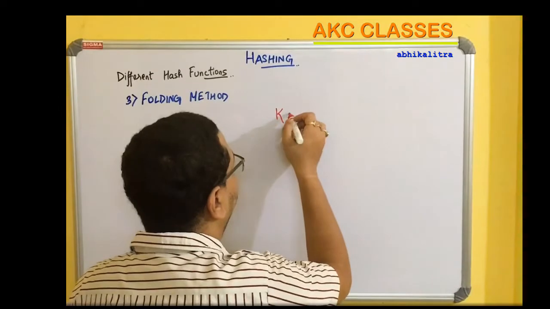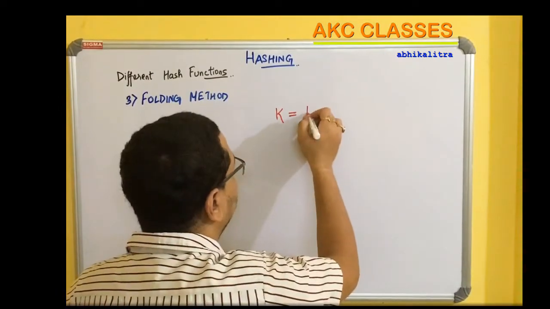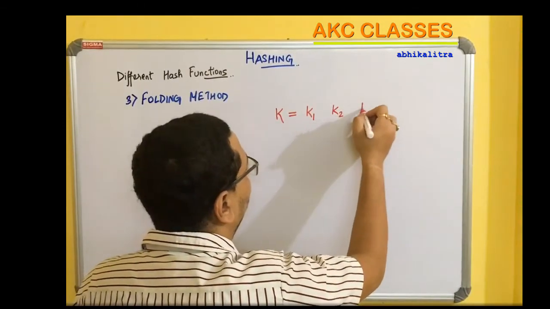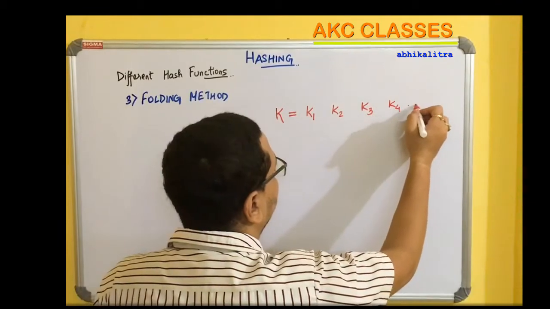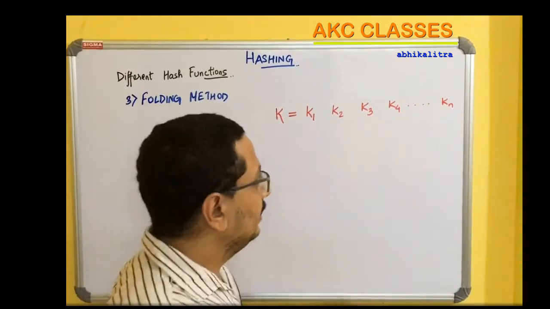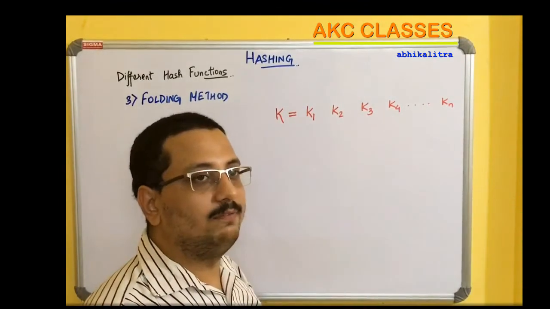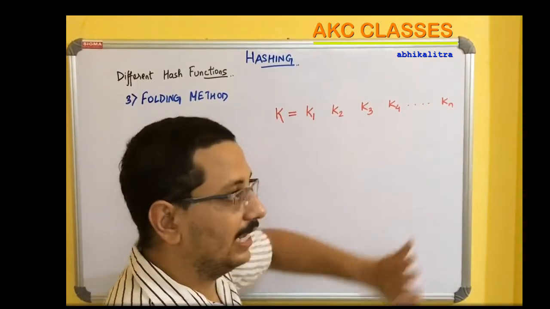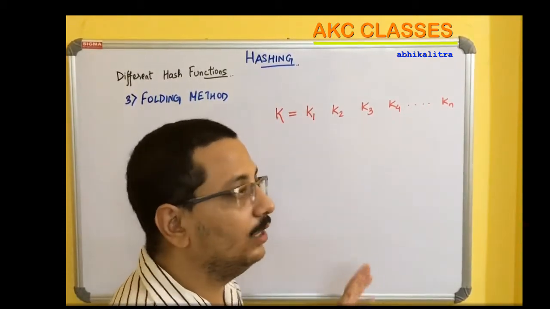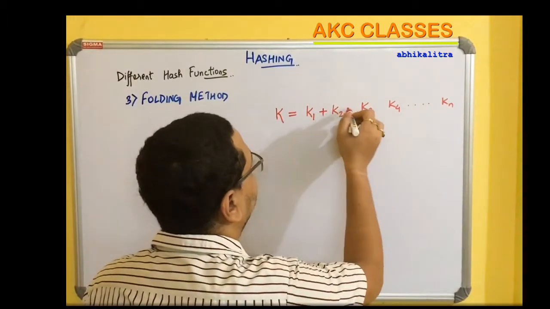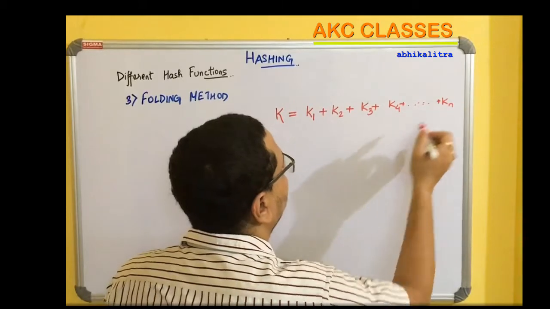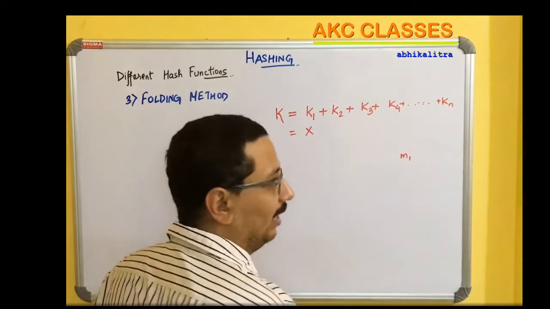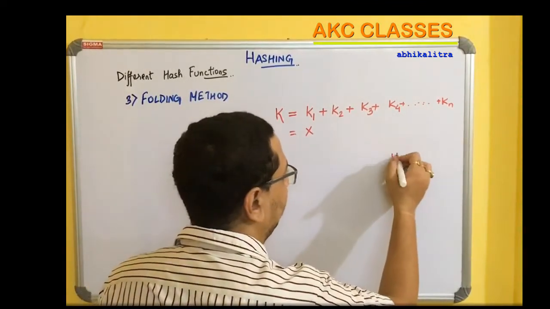So if I want to store the key k, I will chop or break this k into several pieces, such that each piece contains an equal number of digits, except possibly the last part. The remaining pieces should contain an equal number of digits. Now we add up all the pieces together. The result that we obtain, say it is x, and the hash table size is m, in our case. This is the hash table size.